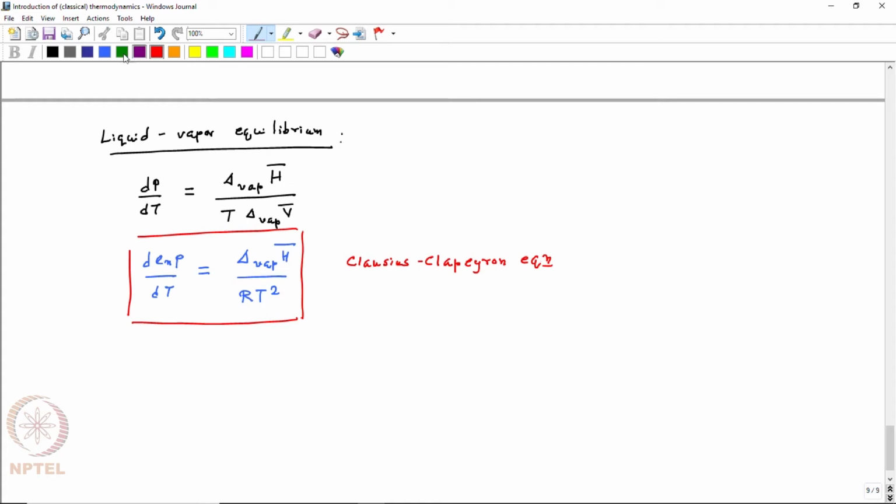Now you can further integrate the Clausius-Clapeyron equation and get a relationship of how the pressure varies with temperature in an integrated form, and you will see that it will be something like e to the power minus delta vaporization of H, the enthalpy change for vaporization, divided by R into 1 over T minus 1 over T star, where the pressure is P, the temperature is T, and the initial pressure we took as P star and the initial temperature was T star. So this is the integrated form of the Clausius-Clapeyron equation.